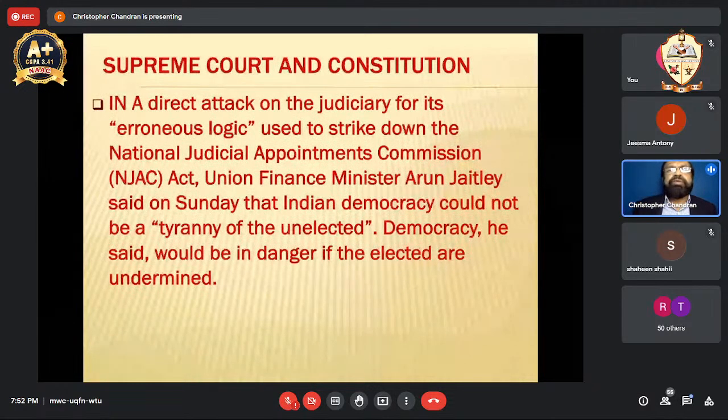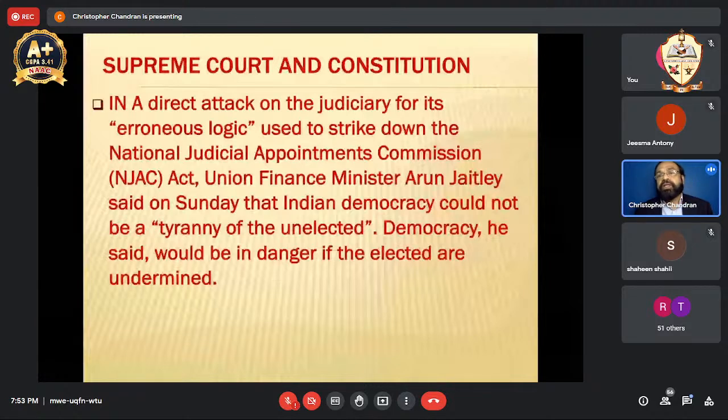But now you find the Finance Minister Arun Jaitley talking like this. He says if the judiciary is opposing a law of the parliament, he calls it the tyranny of the unelected. The members of the judiciary are not elected by the people. So he says it's a tyranny of the unelected. If the ruling party wants to do something, how can the judiciary, an unelected body, control it?